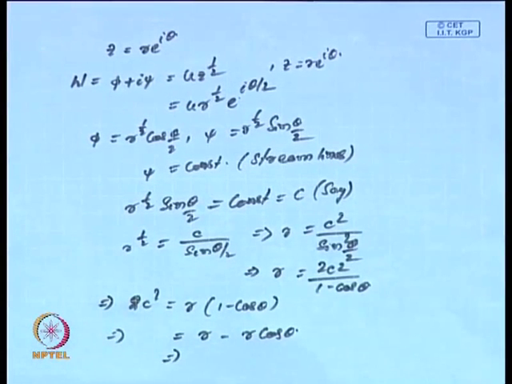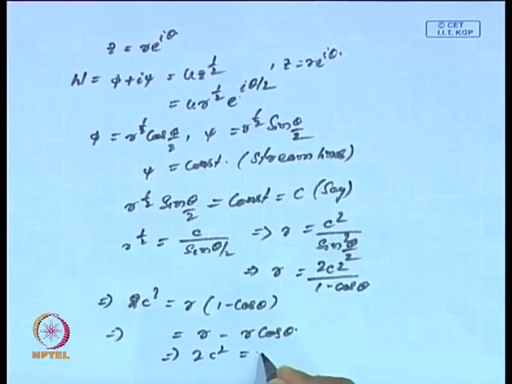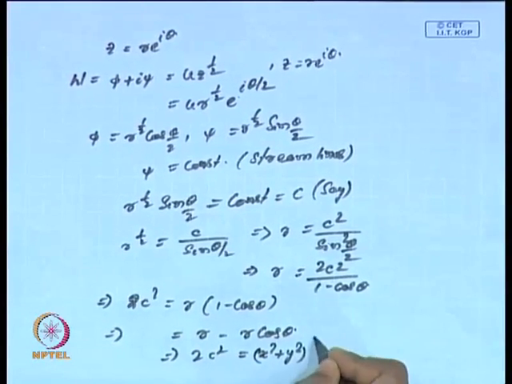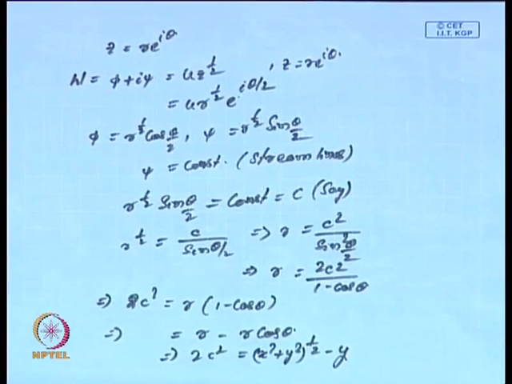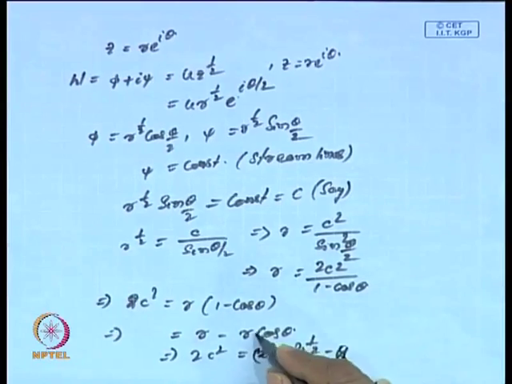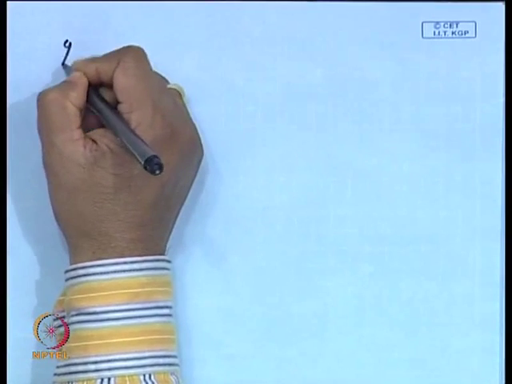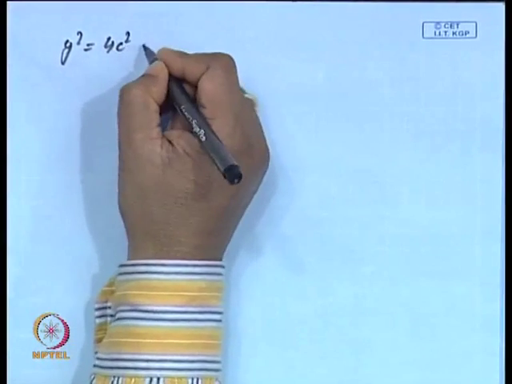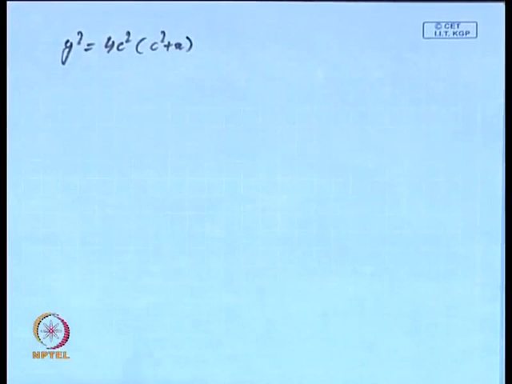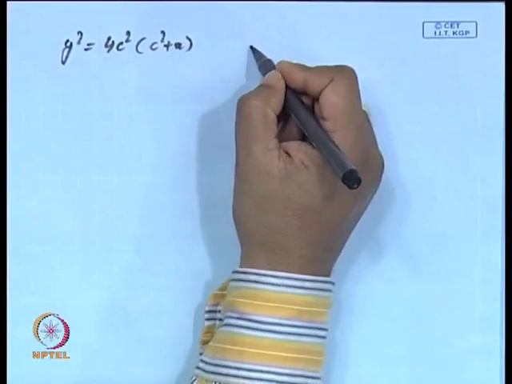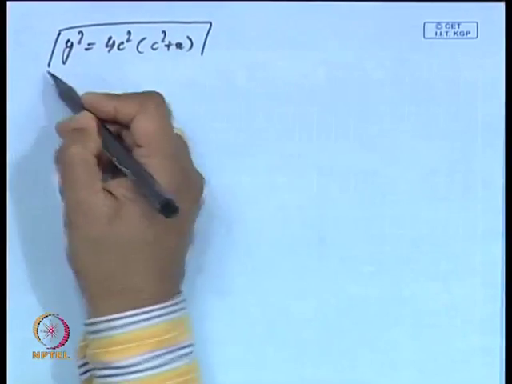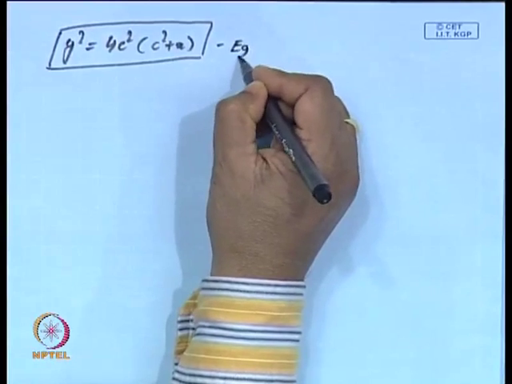Which implies 2 c square is equal to r, which is x square plus y square to the power half, minus r cos theta, which is x. A little algebra, but it is quite interesting. So, from which we can easily get y square is equal to 4 c square into c square plus x, because we have taken psi equal to constant as giving a streamline. So, c is equal to constant. So, this again gives us a streamline. This is the equation of the streamline.